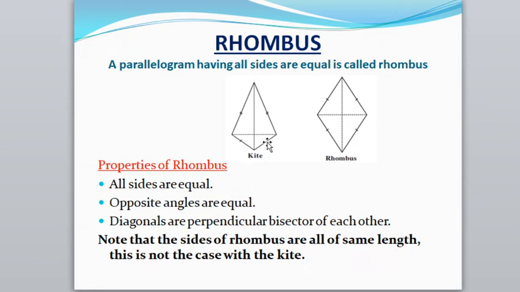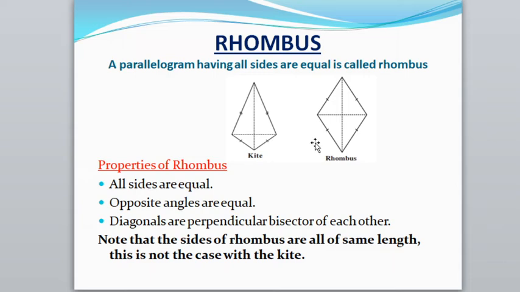So here two figures are given. First is a kite and second one is a rhombus. Now what is the difference between a kite and a rhombus? In a kite, as we did earlier, two pairs of equal adjacent sides are present. It means this side is adjacent to this and they both are equal. Again these two sides are adjacent and they both are equal. So two pairs of adjacent equal sides are present in a kite.